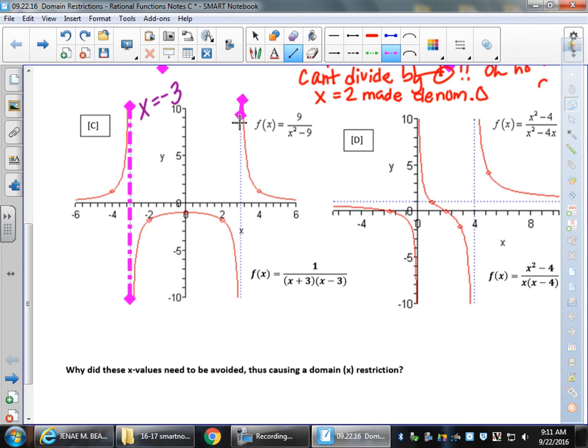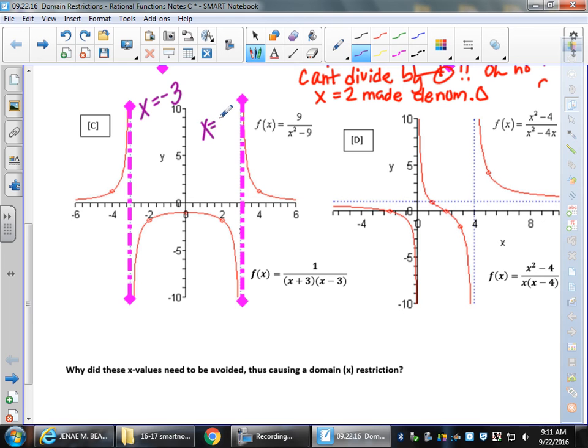What's the other one? So this one is avoiding two values. Let's see if we can figure out why that is. Interesting. We know the denominator matters, right? So let's highlight our denominator. Well, we know we can't divide by 0. So obviously these values must be connected to that somehow. What if I let x be 3? What's 3 squared? 9 minus 9, 0. What if x is -3?